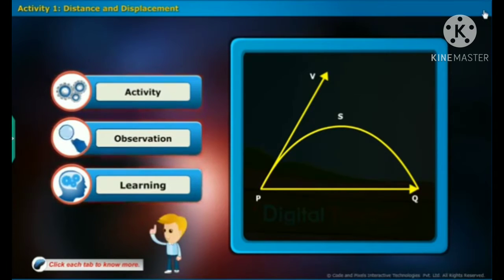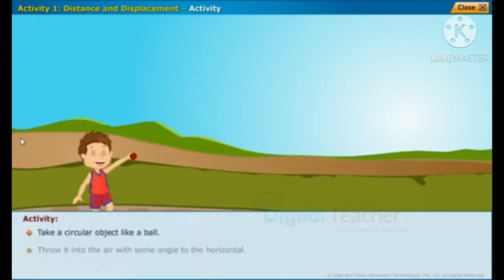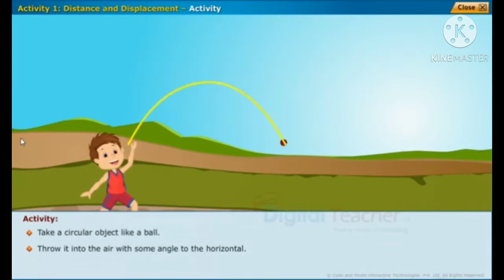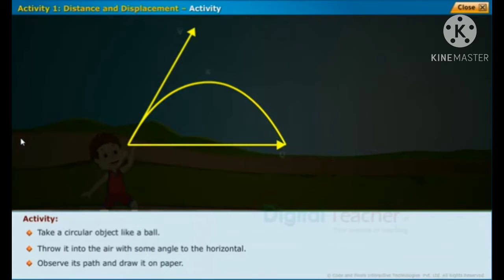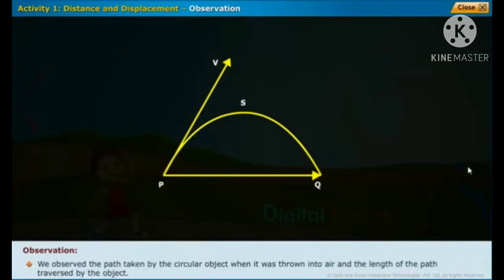Click each tab to know more. Take a circular object like a ball. Throw it into the air with some angle to the horizontal. Observe its path and draw it on paper. We observed the path taken by the circular object when it was thrown into air and the length of the path traversed by the object.